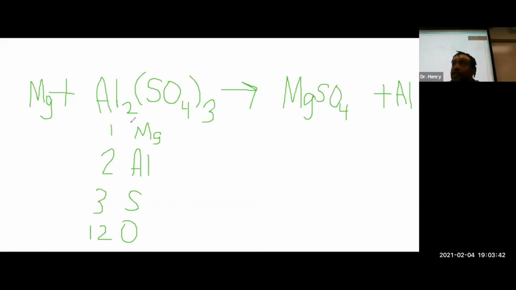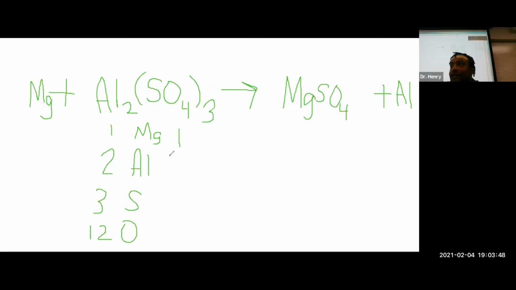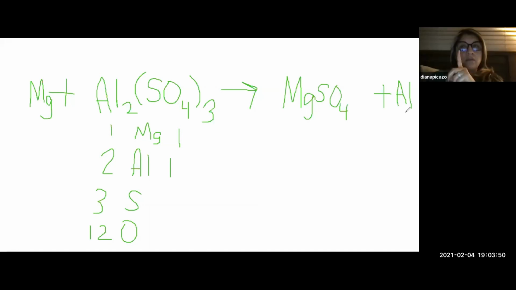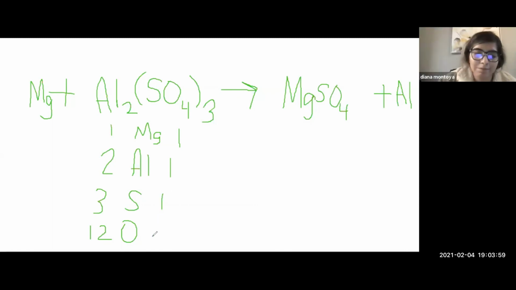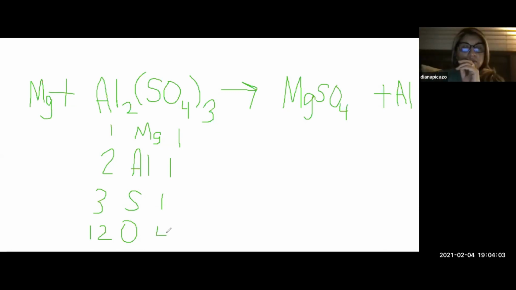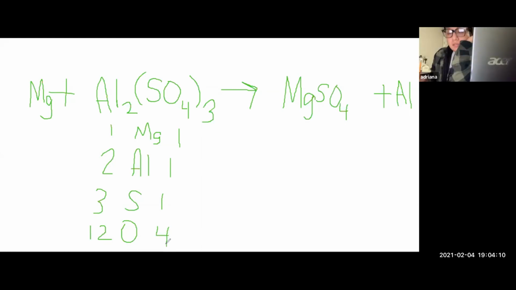how many magnesiums do we have? One. How many aluminum do we have? One. Okay, how many sulfurs do we have? One sulfur. And how many oxygens? 4. Okay, is it balanced? No. It's not in parentheses anymore.